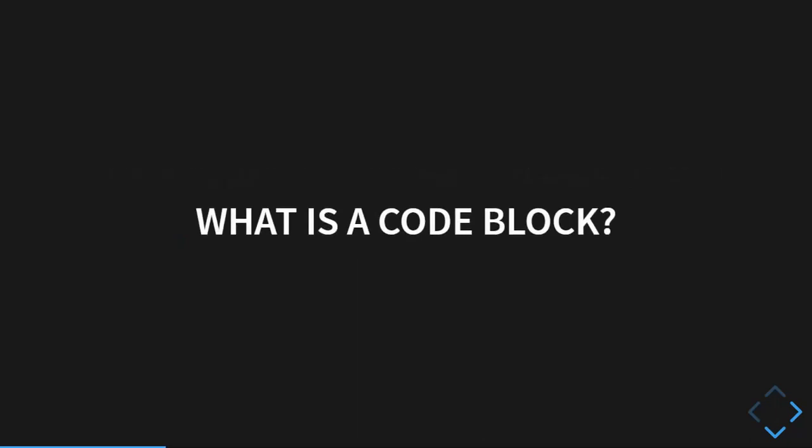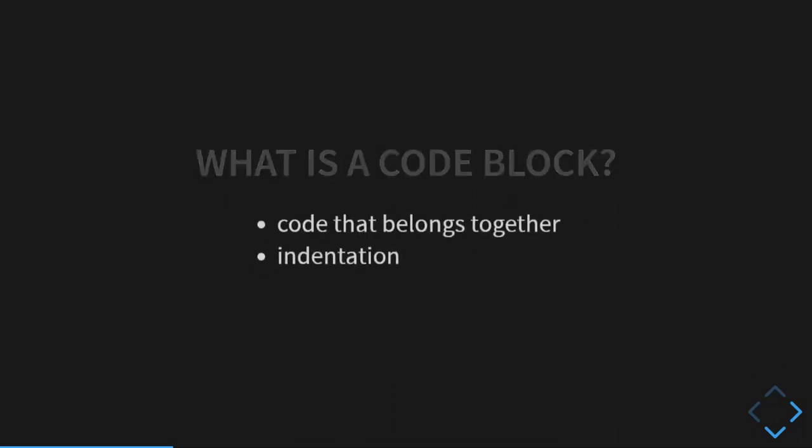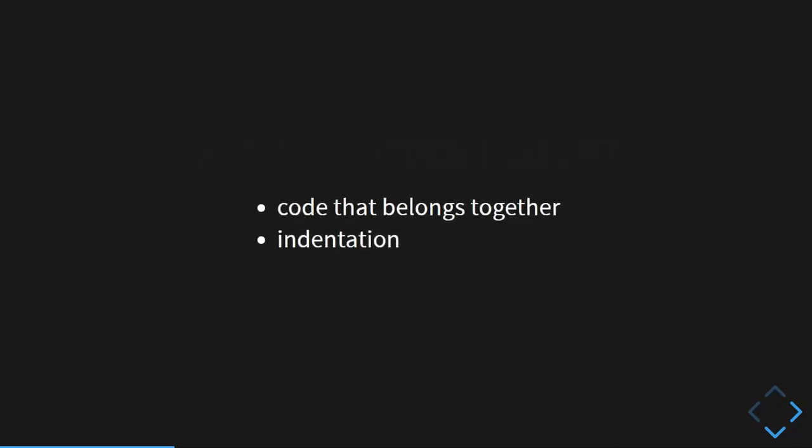That begs the question, what is a code block? Lines that belong together. Yes, groups of code that function together or perform some task together, code that basically belongs together. And it's determined by indentation.